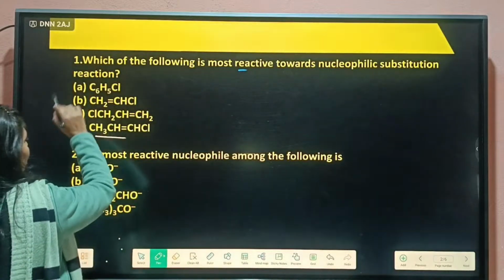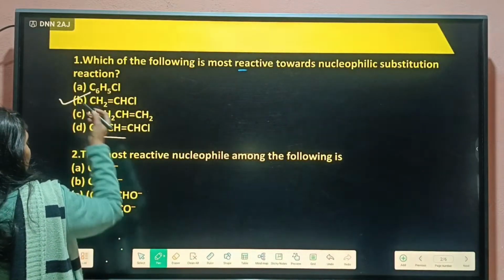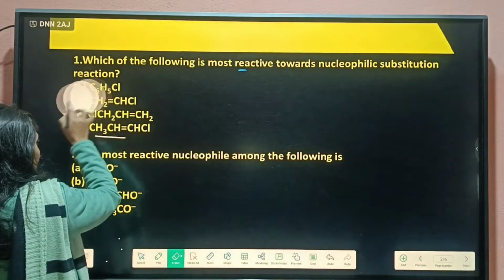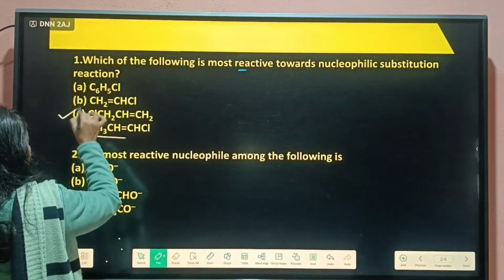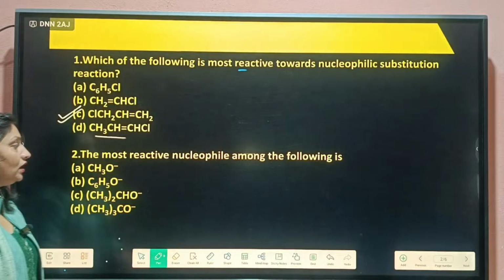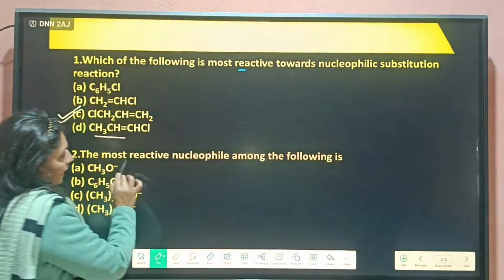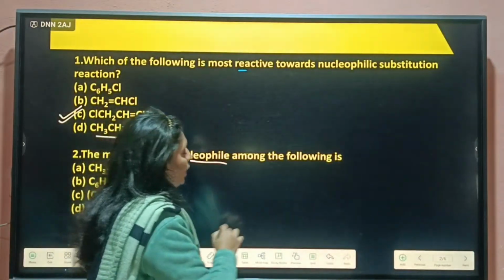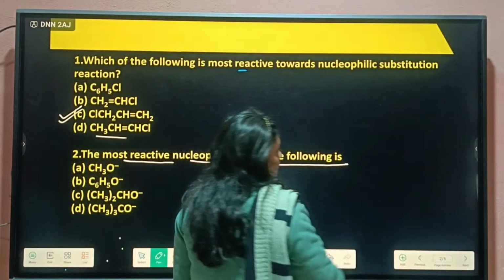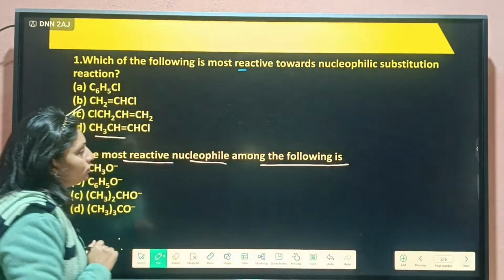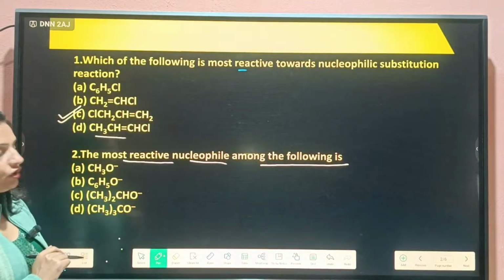In question number first, C will be the correct option. The most reactive nucleophile among the following is. Which one is the most reactive nucleophile?